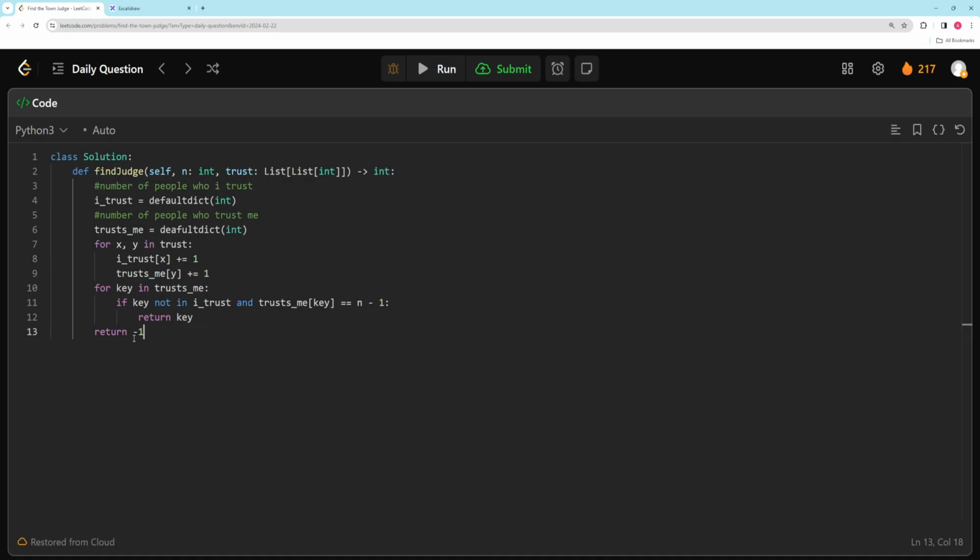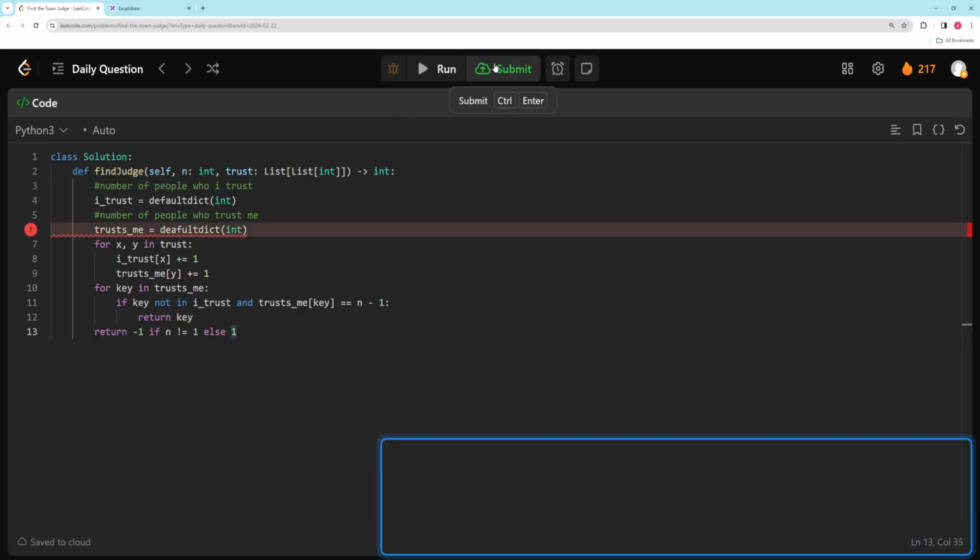There's one more edge case here. If n is 1, we can say return -1 if n doesn't equal 1, else 1. Because if there's only 1 person, then a person can't trust themselves. So that person would automatically be the judge, because n minus 1 people, which is 0, would trust that person, and that person would trust 0 people.